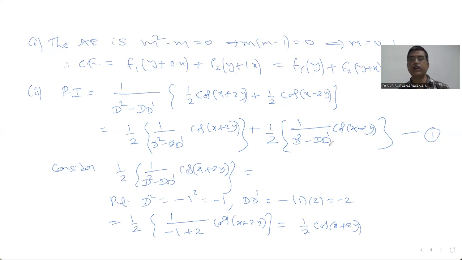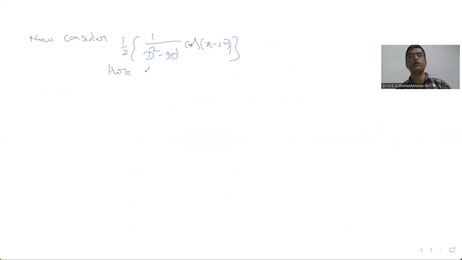Now consider the second part. Half of 1 by D square minus DD dash of cos(x minus 2y). This is the second part of the particular integral. Here a equal to 1. So clearly here, what is a? The coefficient of x is 1 and b, the coefficient of y, is minus 2.